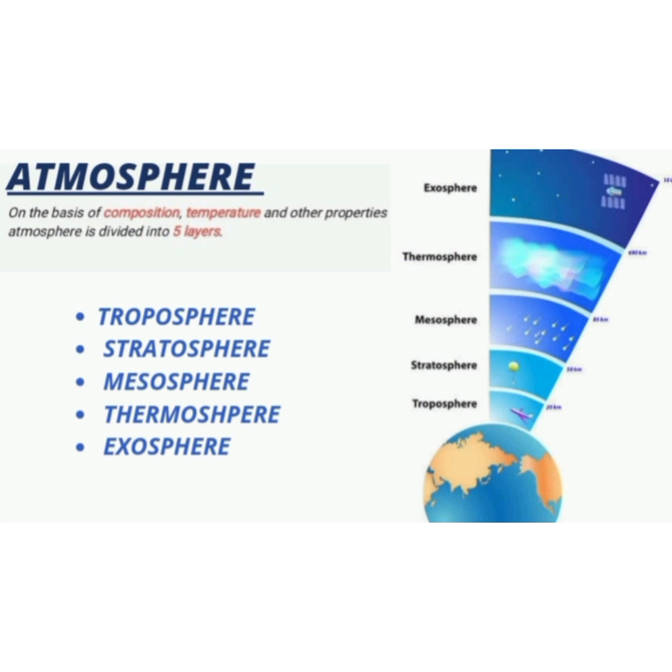Now you see that on the basis of composition, temperature and other properties, the atmosphere is divided into 5 layers, that are troposphere, stratosphere, mesosphere, thermosphere and exosphere. So we will study each in a little bit of detail. So let's start with troposphere.